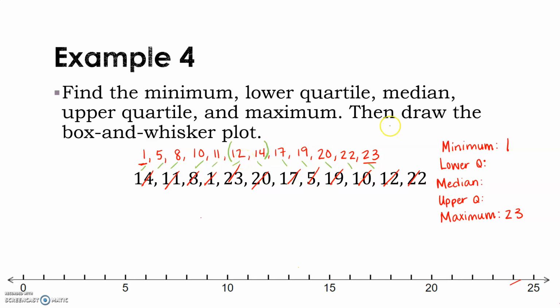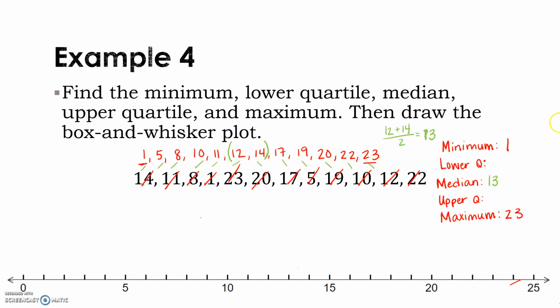We did this actually in our bell ringer too, where we have to do 12 plus 14 divided by 2. And when we do 12 plus 14, we get 26 divided by 2 is 13. So our median is going to be 13. And this happens anytime there's an even number of data. 1, 2, 3, 4, 5, 6, 7, 8, 9, 10, 11, 12.